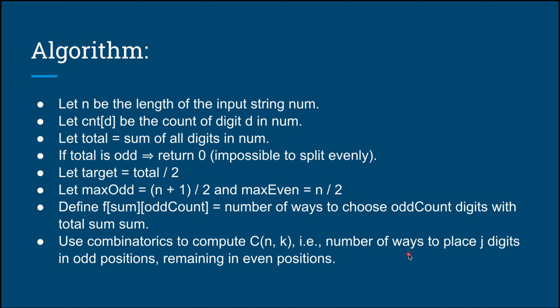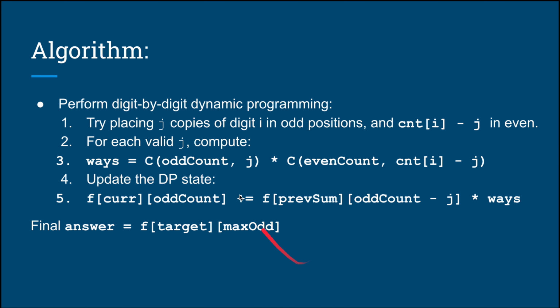The number of ways to place j digits in the odd position and the remaining in the even position, right? So we will define f of sum and odd count, the number of ways to choose odd count digits with the total sum. This is our purpose, and we'll compute C n k, right? Then we will go digit by digit in the dynamic programming. How are we going to do that?